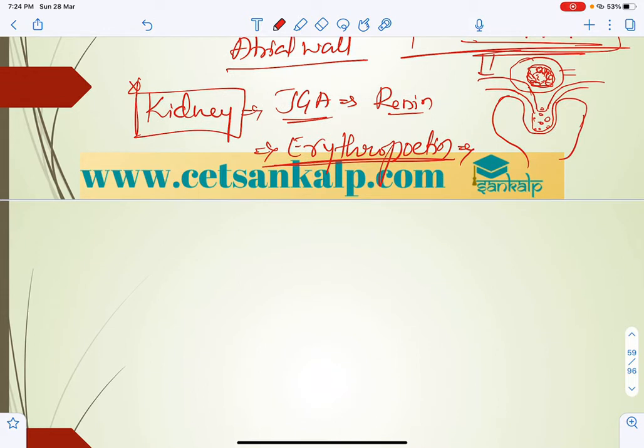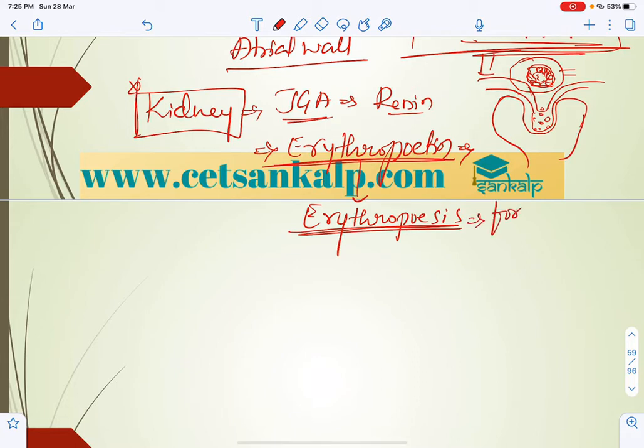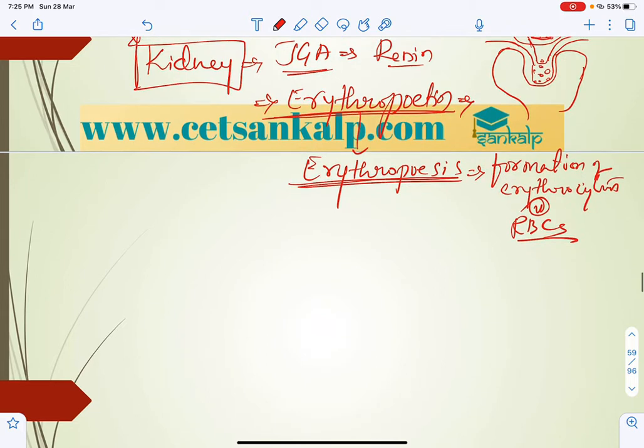And that erythropoietin helps in erythropoiesis. What is the meaning of erythropoiesis? That is the formation of erythrocytes, or we can say RBCs, red blood cells.